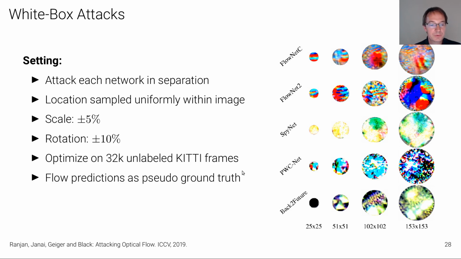There is no ground truth for 32,000 unlabeled KITTI frames available, unfortunately. That's why we use the flow predictions as the pseudo ground truth. So we use the predictions of the original optical flow algorithm as pseudo ground truth, which is nice. So we don't need labeled KITTI frames. It works with unlabeled frames. And then we learn patches of 4 different sizes. As you can see here, depending on the network architecture, we obtain different patches that attack the network in the most adversarial way.